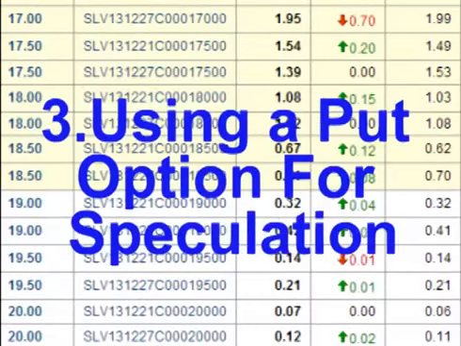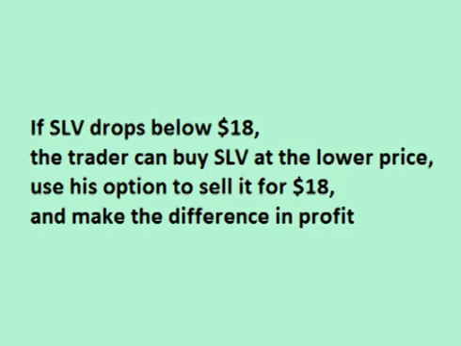He could short sell 100 shares of the ETF, but instead he buys an $18 put option for 33 cents per share. The trader has now locked in the right to sell 100 shares of SLV for the price of $18 per share anytime between the time he buys the contract and the time the contract expires. If SLV drops below $18 per share, he can buy SLV and immediately sell it for $18 anytime until the option expires. Let's say that SLV drops to $17 per share.